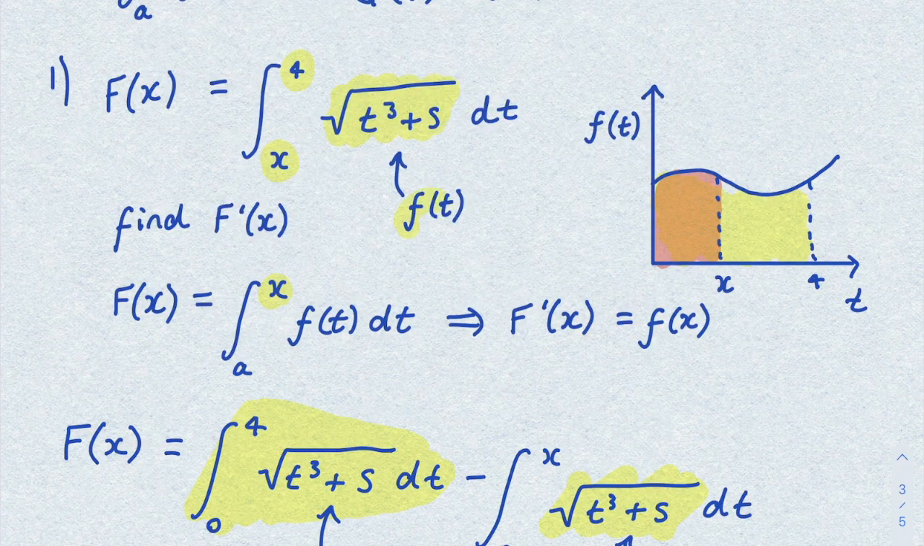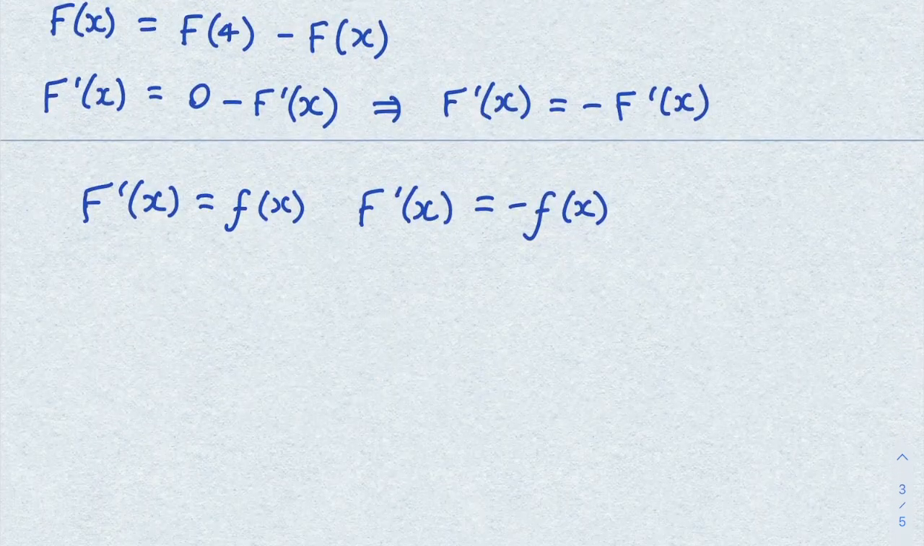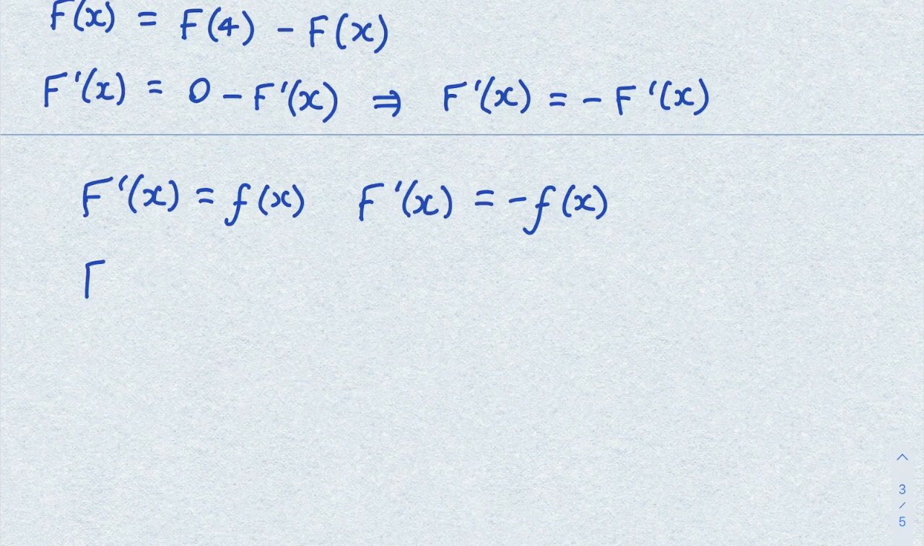And of course, function t is this result here, square root of t cubed plus 5. So all we have to do is say that uppercase F dash x is equal to the negative square root of, not t cubed, but x cubed plus 5. Okay, so that is the derivative for the first question.